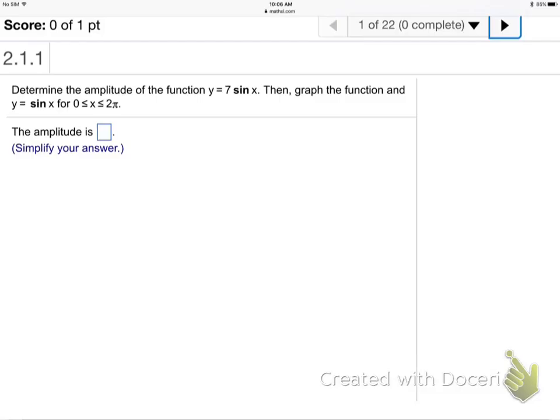Okay, so chapter 2, this is not on our exam. This will be on the second exam. Obviously it's chapter 2, so this will be on the chapter 2 exam.